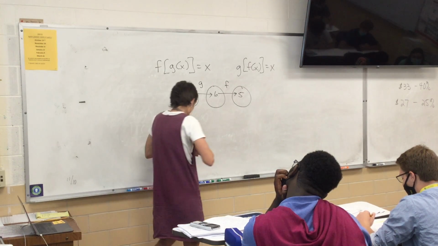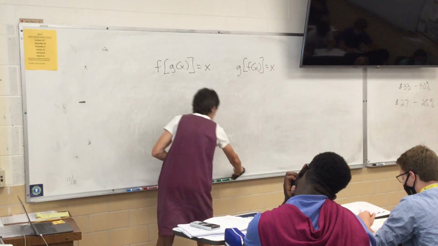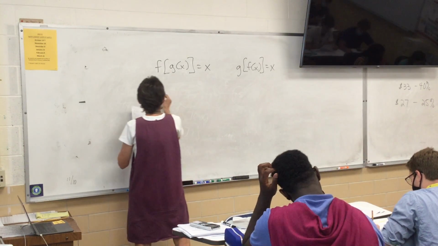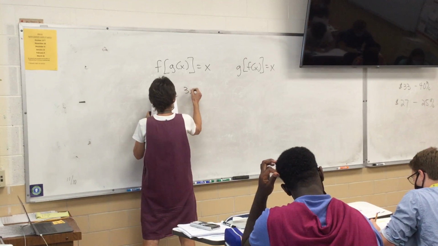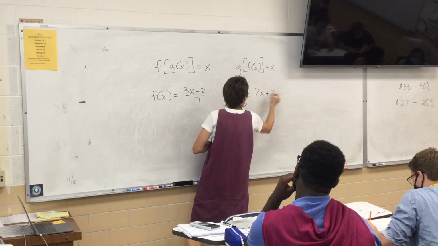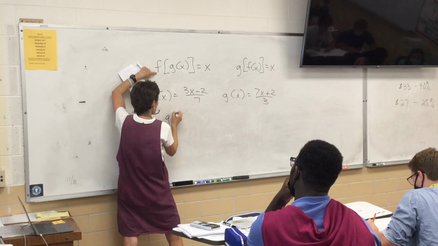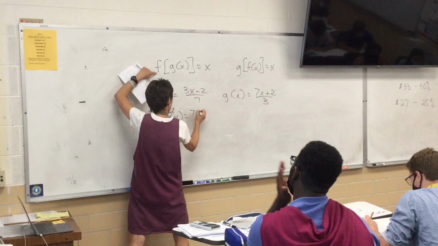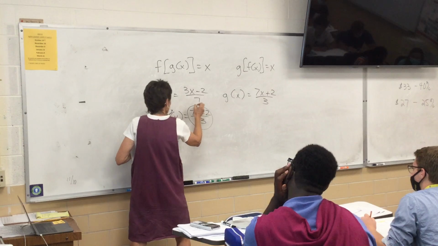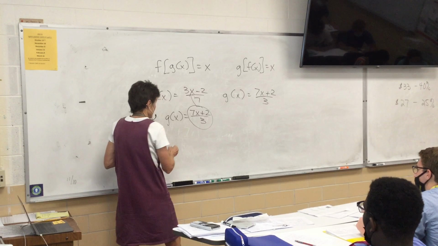So to prove that, we simply do the composition with x's. So what are my functions? My functions are, which number is this? 7? So 3x minus 2 over 7 and 7x plus 2 over 3. So if I'm building this composition right here, I'll start with my g function. And then I will take my g and plug it into my f.